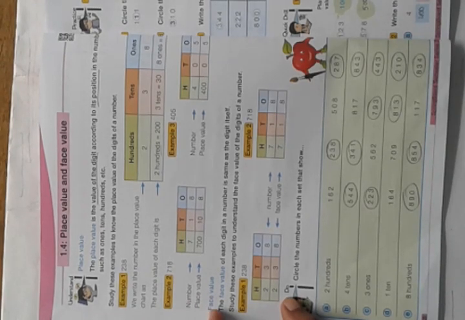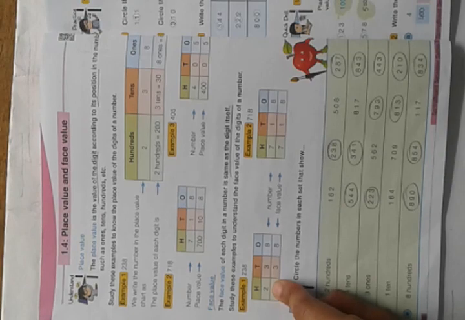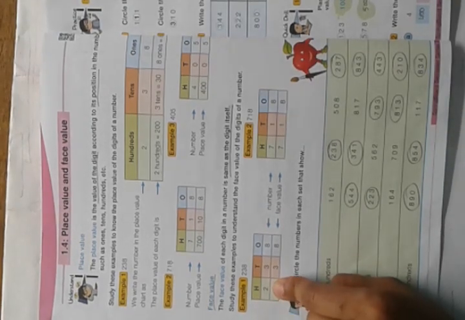Okay, so before going to the activity, we have to learn the face value. Face value, okay. The face value of each digit in a number is the same as the digit itself. So 2 is the number, its face value is 2 only. Means the number itself is the face value.